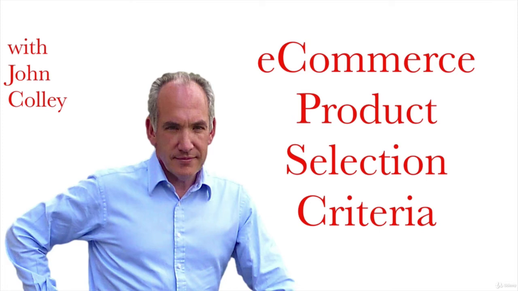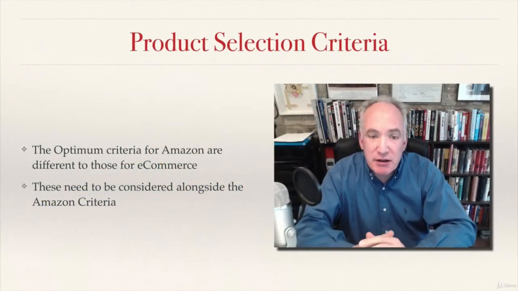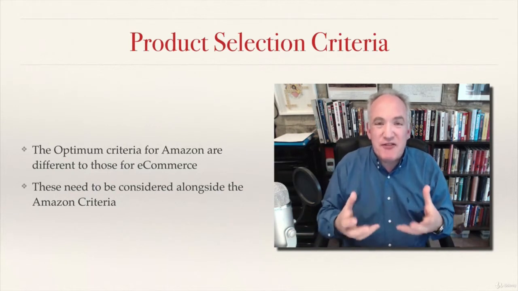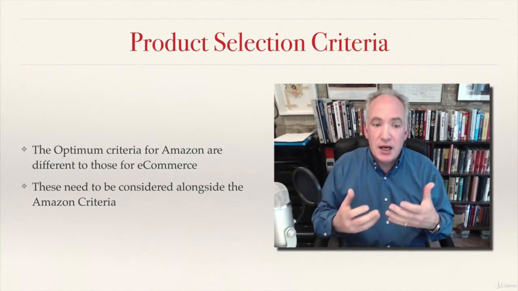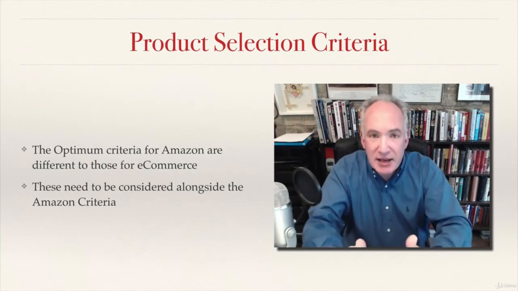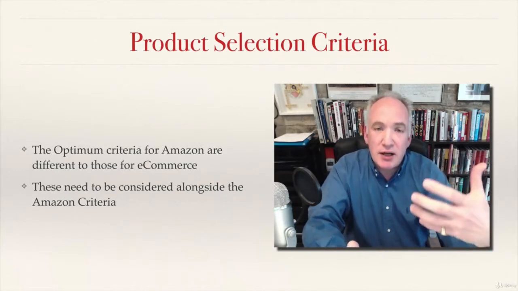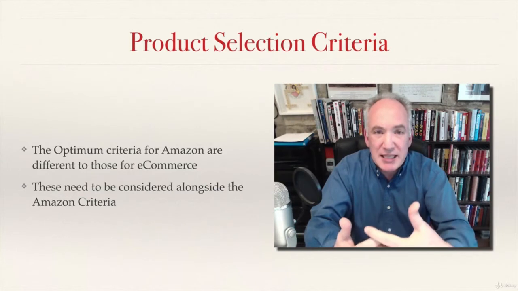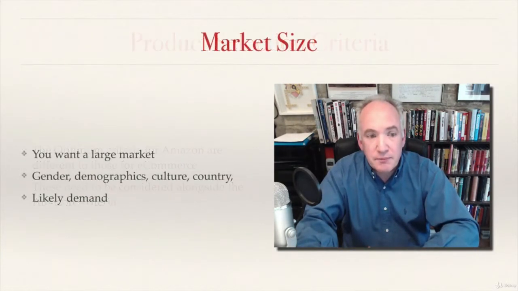In this video, I want to talk to you about e-commerce product selection criteria. We've looked at the optimum criteria for Amazon, and I would argue that you're really dealing with a different subset of criteria here, which is why I want to take you through them. You can look at them as a Venn diagram, two overlapping circles where there's going to be some common areas in the middle, but the criteria just for Amazon are not complete enough. And this is why I think this video is going to be so important to you.